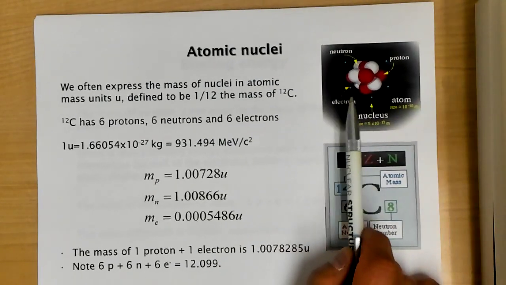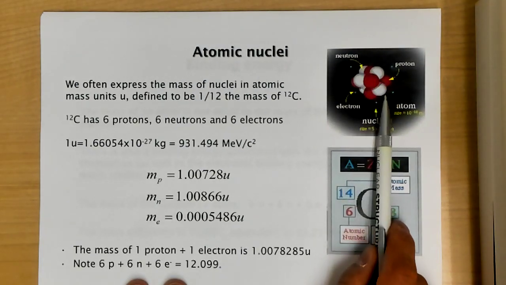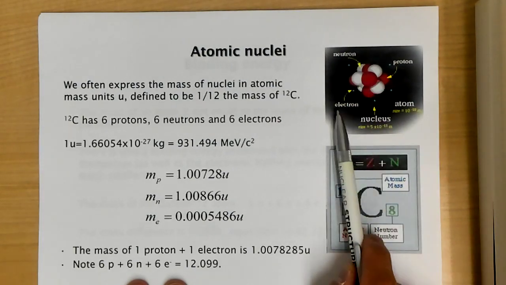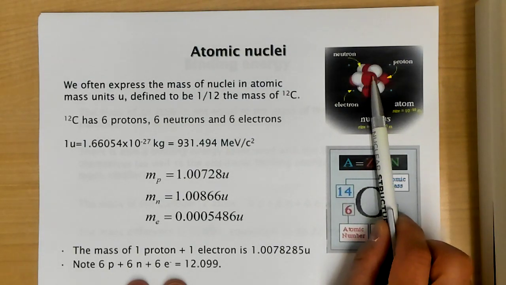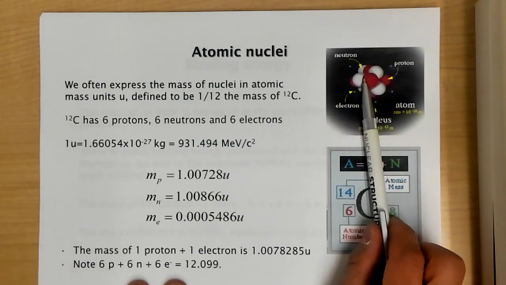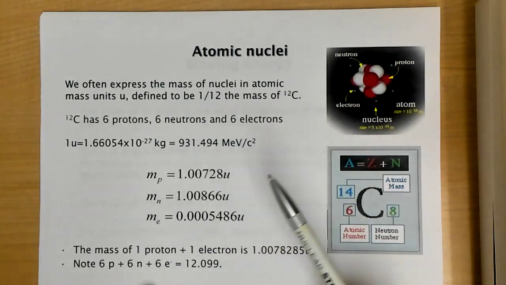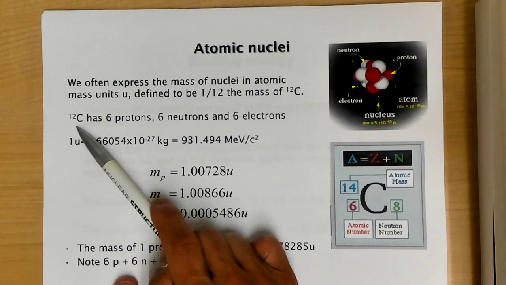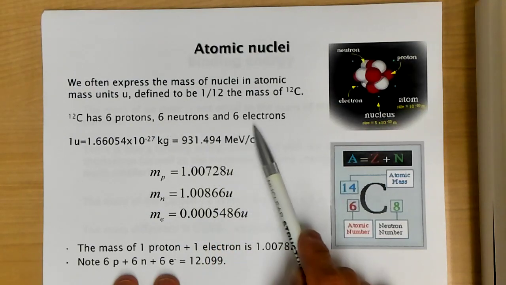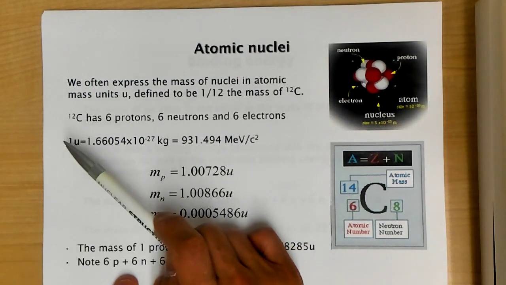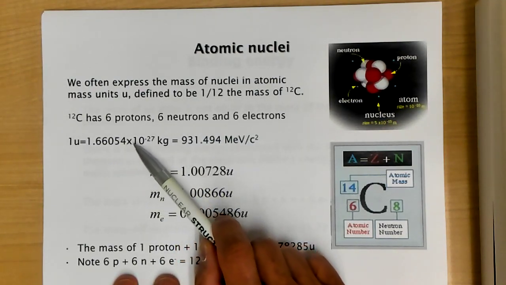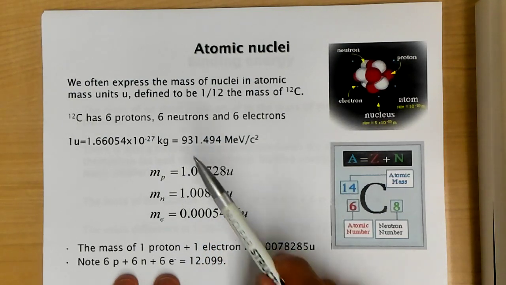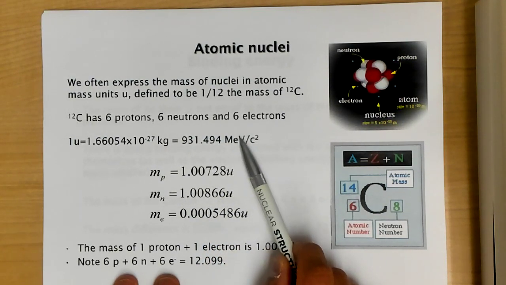Okay. There's a picture here of the nucleus. This is not to scale, clearly, because the nucleus is much smaller than the atom, but it's trying to show that the neutrons and the protons have a much larger mass than the electrons. So a carbon-12 atom has 6 protons, 6 neutrons, and 6 electrons. And therefore one atomic mass unit is about 1.66 times 10 to the minus 27 kilograms, or about 931.5 megaelectron volts over c squared.